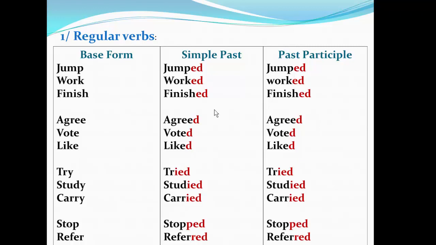These three verbs are composed of only one syllable. Jump. One syllable means that I can't divide the verb into more than one syllable. It means I can't divide the verb into two or three syllables. Like, for example, the verb understand. I can divide it into three syllables. Understand. But jump, work, finish only one.